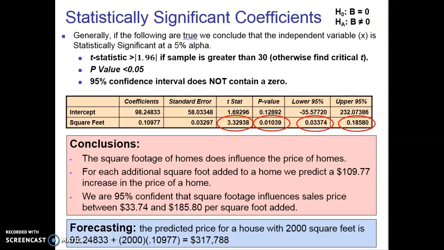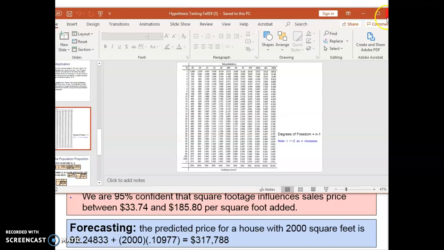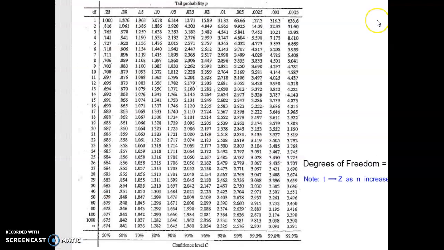So let's do that now. Here is our t-table, and what we need first is the degrees of freedom. Well, in our sample of homes, we had 10, so we need to subtract 1 and get 9. That puts us here. And we're going to do a 95% confidence interval for this data set, which is a very common one.